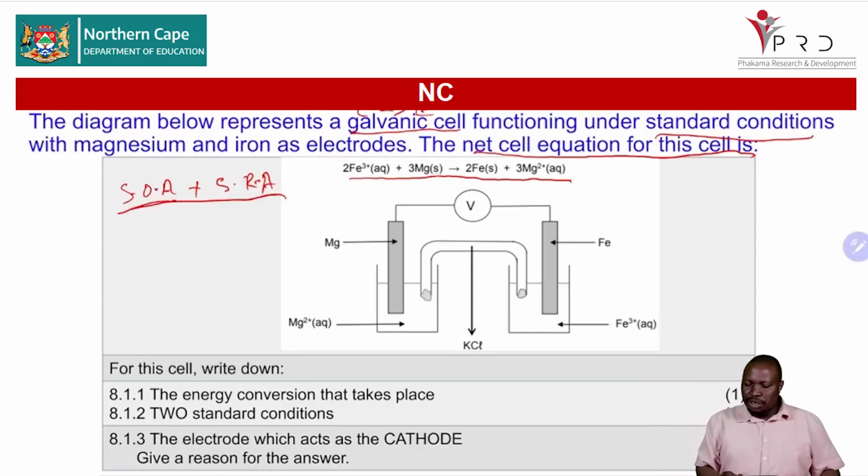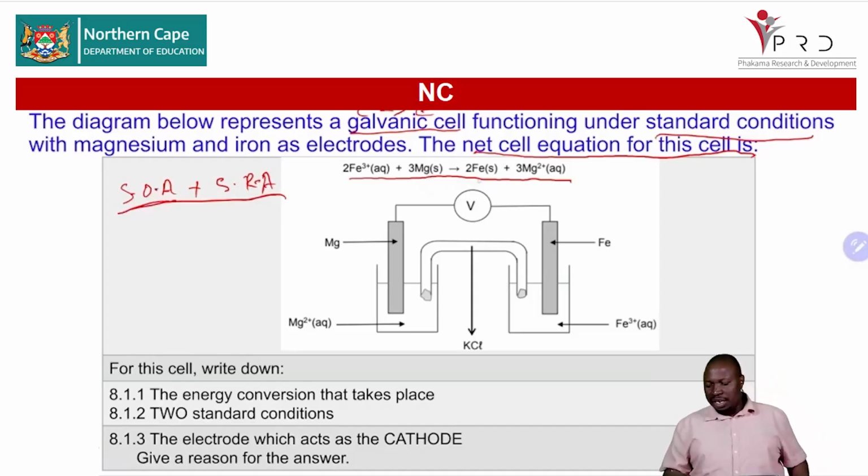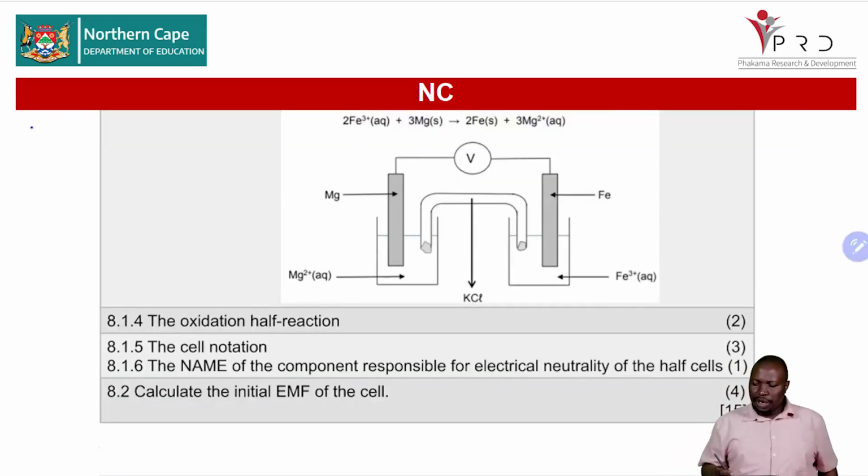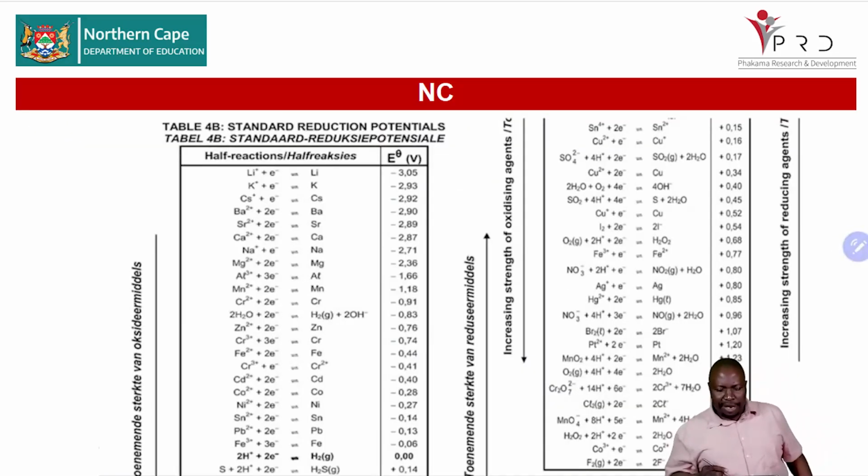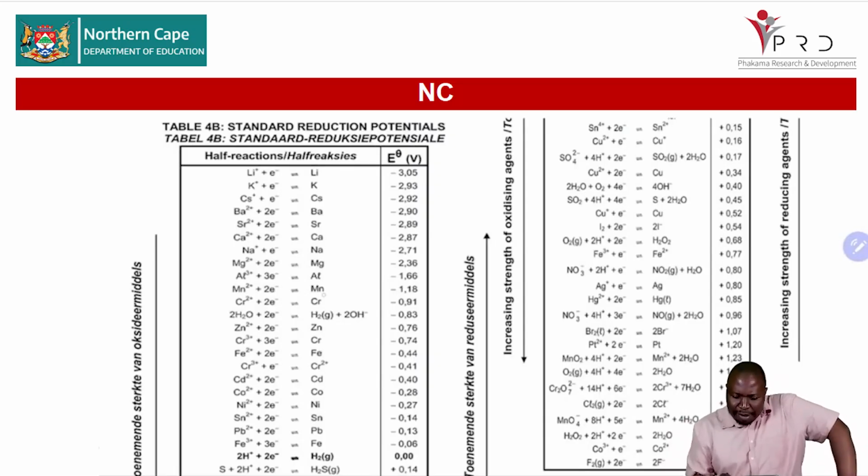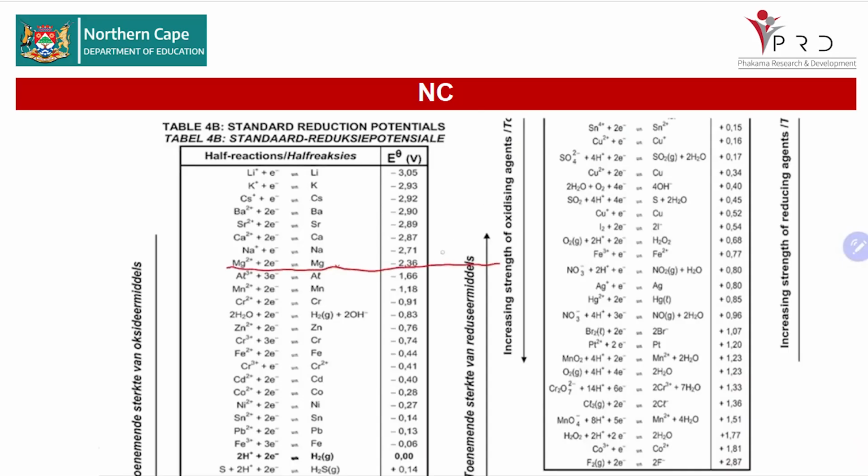So this is between magnesium and iron. Let's move to the table quickly and look for magnesium. You will see that magnesium is at the top there. That is your magnesium there. So that means magnesium is a stronger reducing agent. We're comparing it with iron.